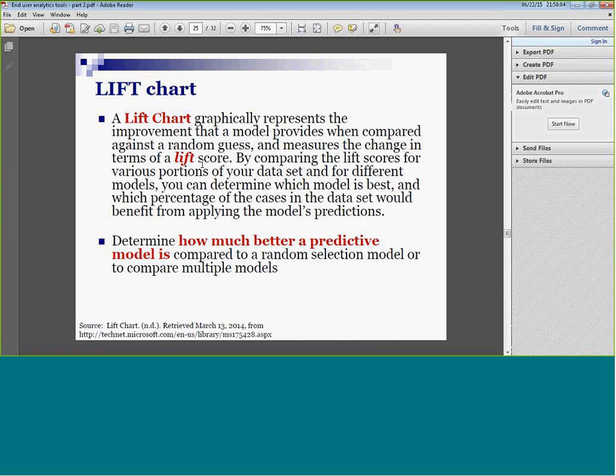Third thing we have is what we call a lift chart. Now, a lift chart is something entirely different. A lift chart represents the improvement that a model provides when compared against a random guess. Somewhat related, although all the accuracy measures, of course, are interrelated in one sense. They all come from the same data, and they all come from the same basic calculations. But this is called a lift chart. How much of an improvement does the model give me when compared against just guessing? If the number is high and you get a lot of lift, that's considered a good model.